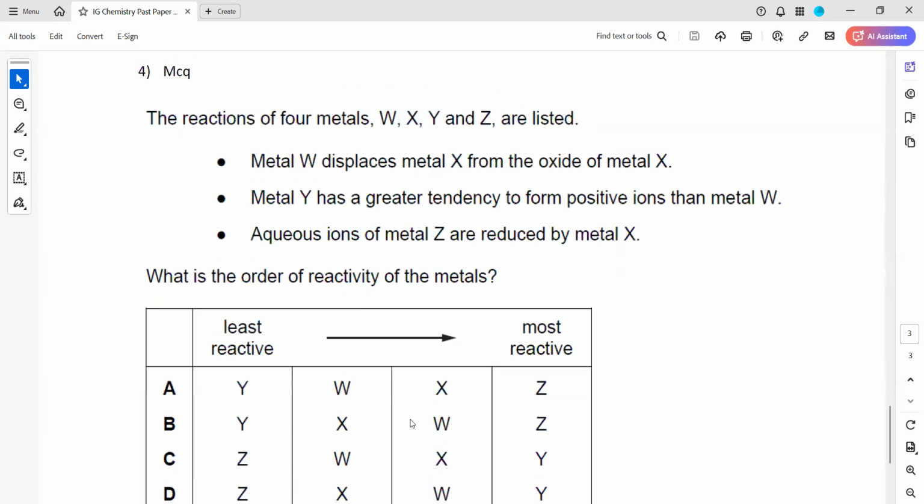The next is the reaction of the four metals W, X, Y, and Z. The metal W displaces the metal X from its oxide. So metal W displaces X from oxide. The reaction happens, for example, and it will become W oxide and X. So which is more reactive, W or X? W is more reactive because W is able to displace X from oxide. So it means W is above in the reactivity. W is more reactive and X is less reactive, because always the more reactive metal displaces the less reactive from its compound.